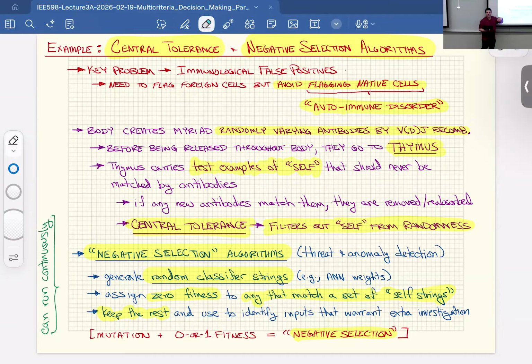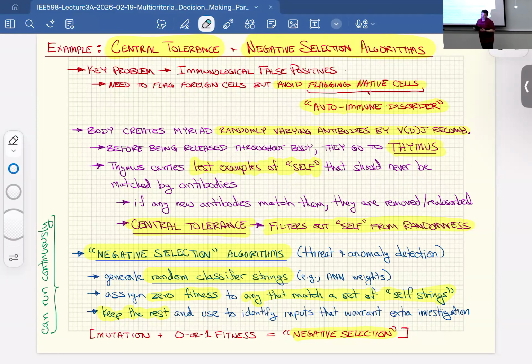So theoretically, just like your body is constantly generating random antibodies, you can also generate new random classifiers. Keep checking them against the known good pool and just keep doing this. And that way you might gain the ability to learn new threats later as you generate more randomness. So you don't have to do this all in one shot. So that's negative selection. Questions about that?